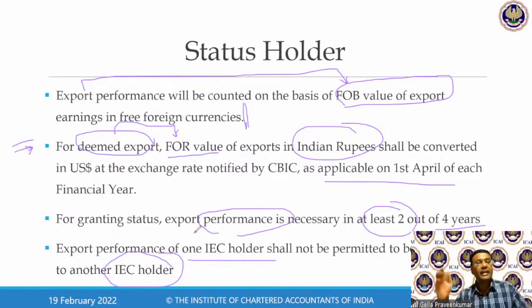Similarly here, when I want to club these particular transactions, the export performance of one IEC cannot be transferred or clubbed to another IEC holder.